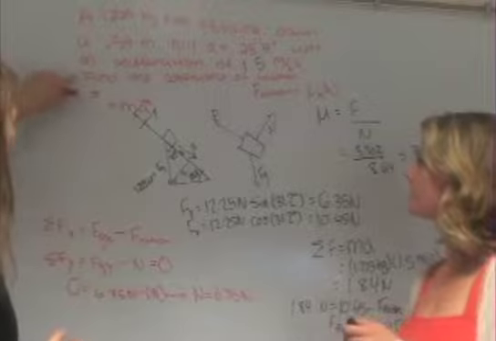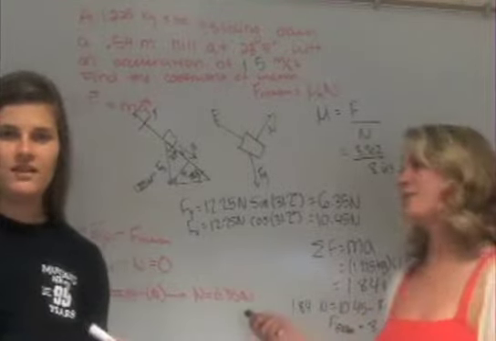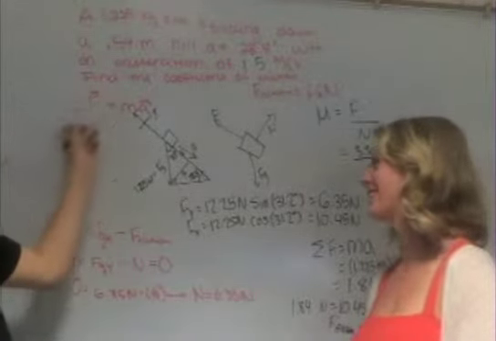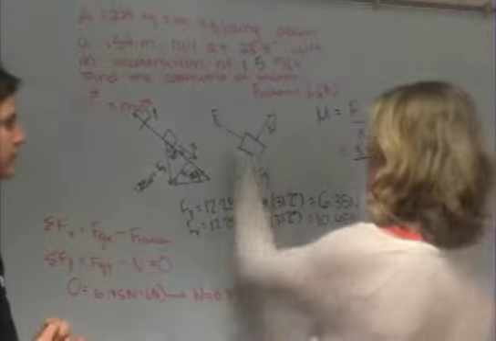And so what we're trying to find is the coefficient of friction. So, what did we do? It's a dynamics problem. Okay, now I know that the vector sum of the forces equals mass times acceleration. So the first thing we do, we draw a free body diagram.